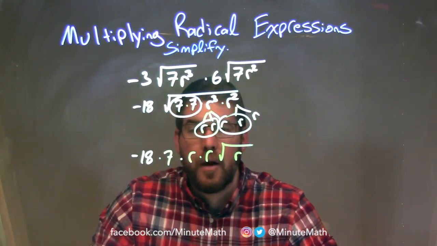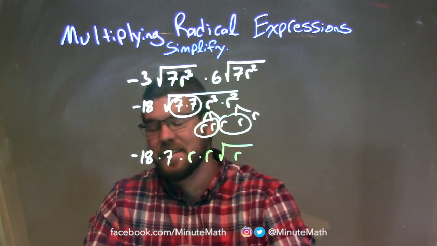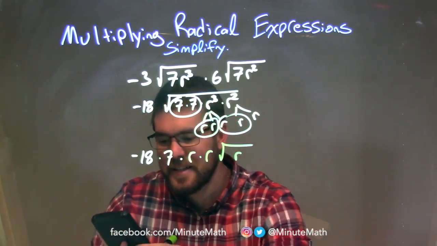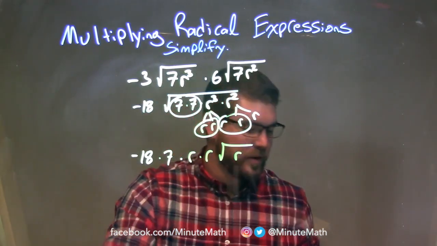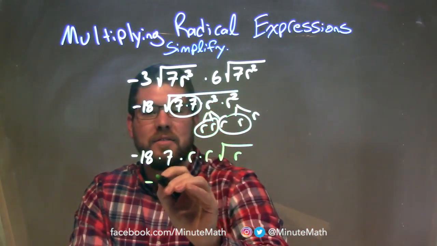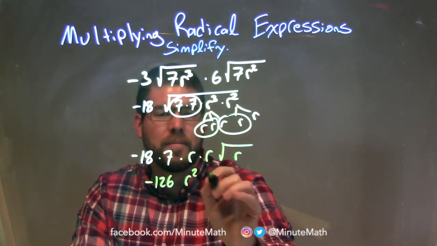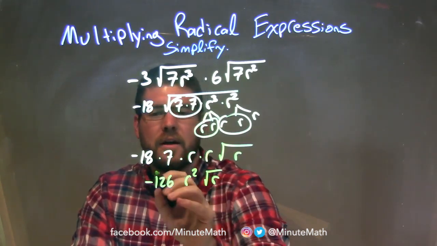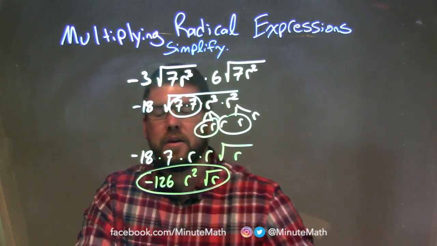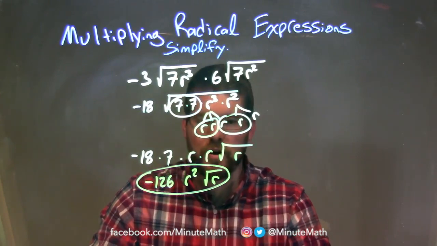Okay? So now we have to simplify this. I don't know 18 times 7 off the top of my head here. So 18 times 7, let's just calculate really quickly, is 126. So we have a negative 126 here, times r times r is r squared. And we have the square root of r inside, and here we go. Our final answer here is just negative 126 r squared times the square root of r.